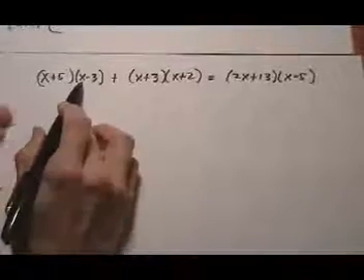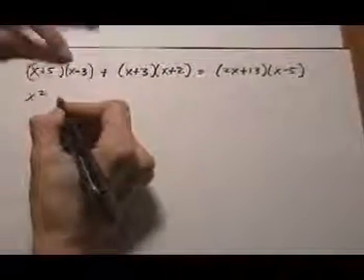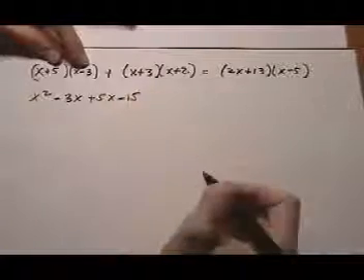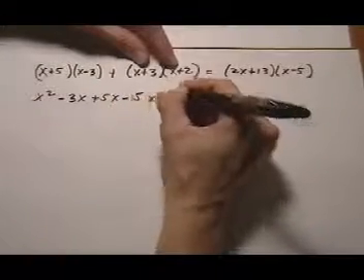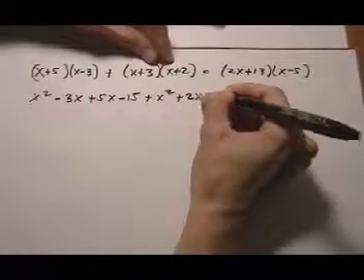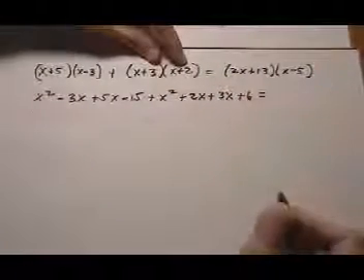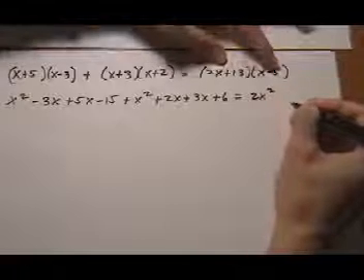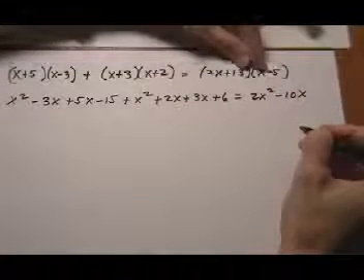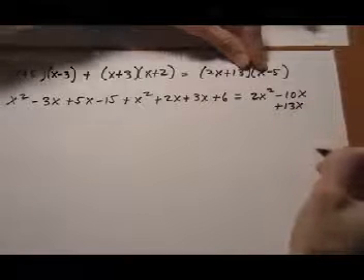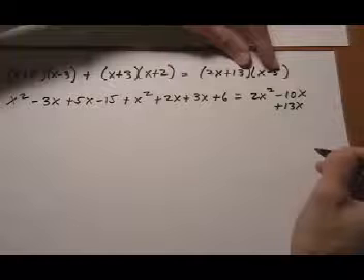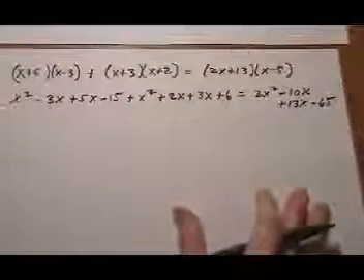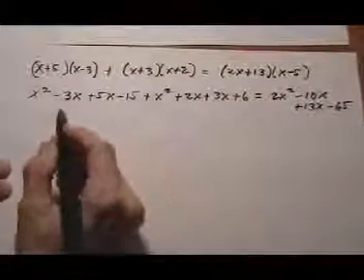So let's get started. FOIL to clear these out. X squared minus 3x plus 5x minus 15 plus x squared plus 2x plus 3x plus 6 equals 2x squared minus 10x plus 13x, and I'm just going to line them up here because I'm running out of space, and they're like terms anyways, minus 13 times 5, it gives us 65. Alright, so all parentheses have been cleared out. Now let's start collecting like terms.